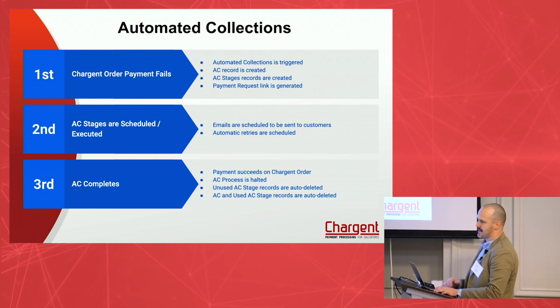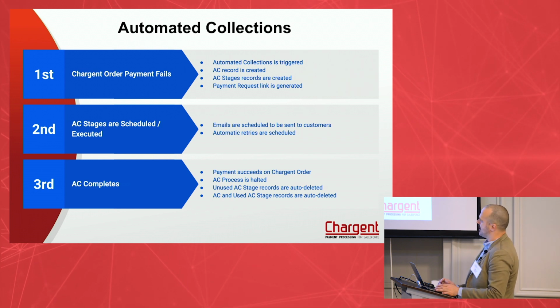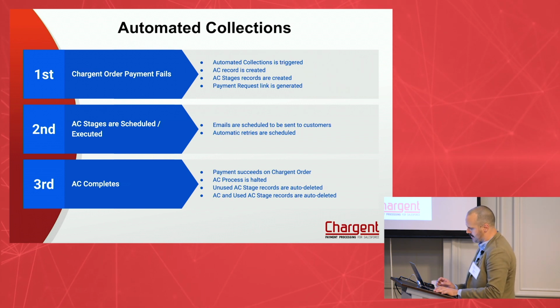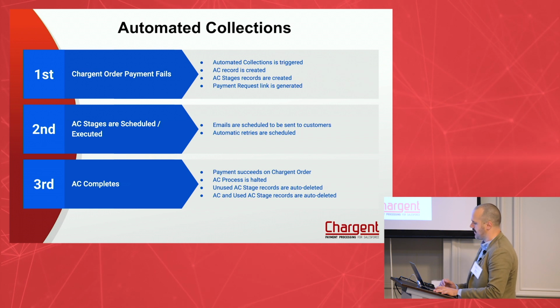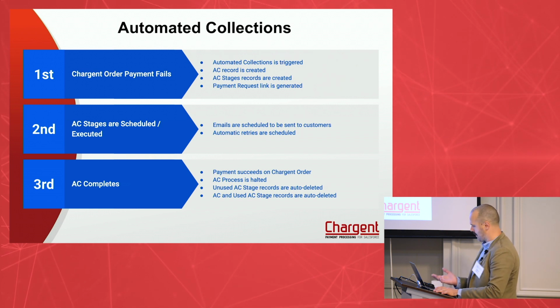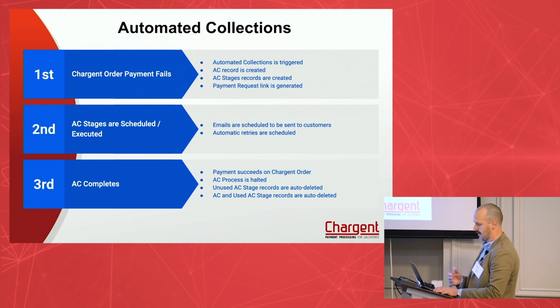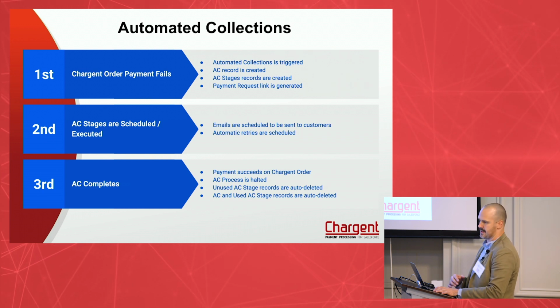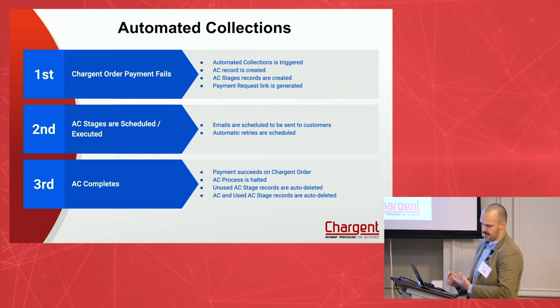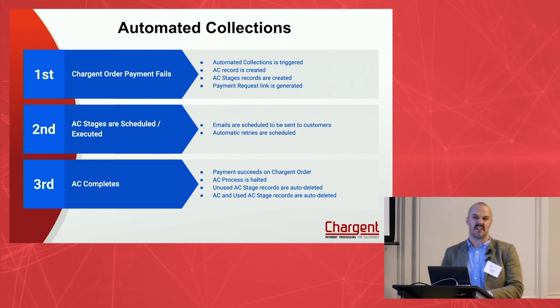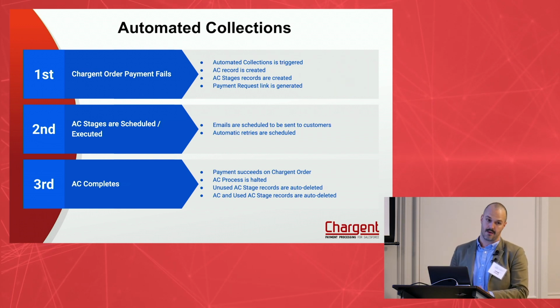Then those stages are scheduled and executed, which means that emails are sent to your customers to inform them of the payment failure. And these emails can include a payment request link, which allows them to click through and make the payment themselves. We've talked about this in terms of its convenience as well as reducing PCI scope. In this case, it's a nice nudge to your customers. Hey, something didn't work, you can fix it right here.